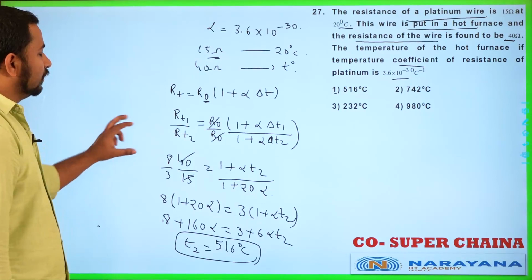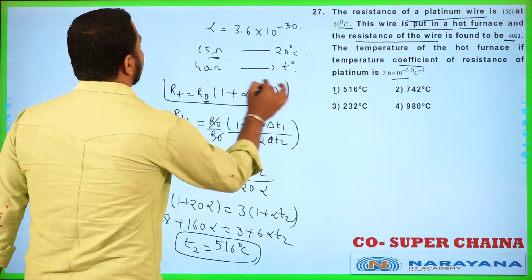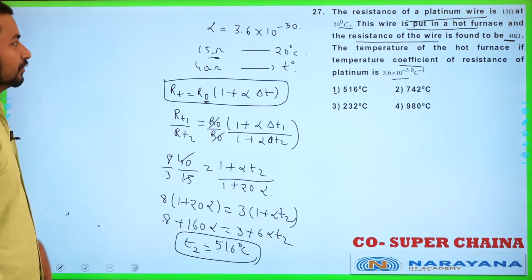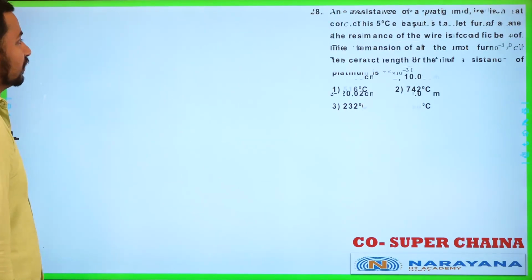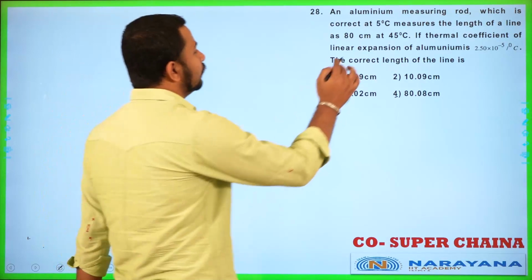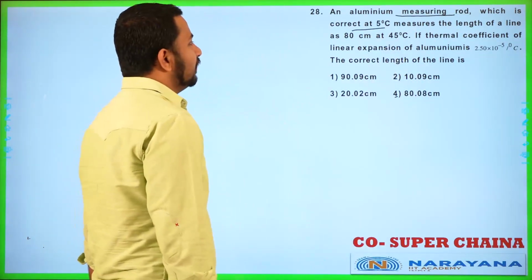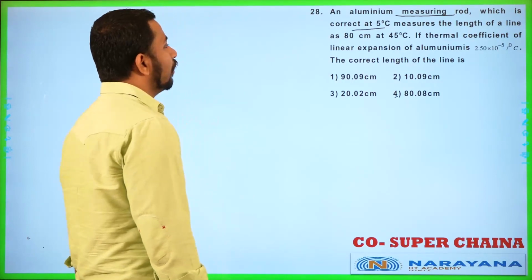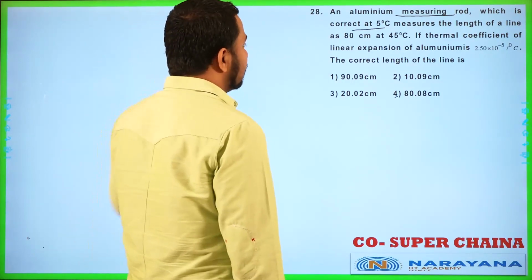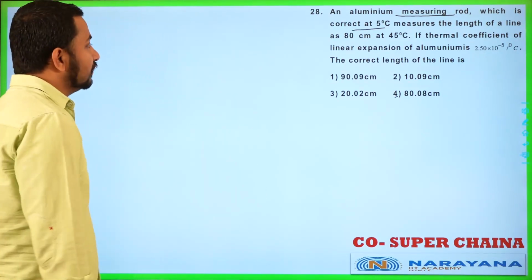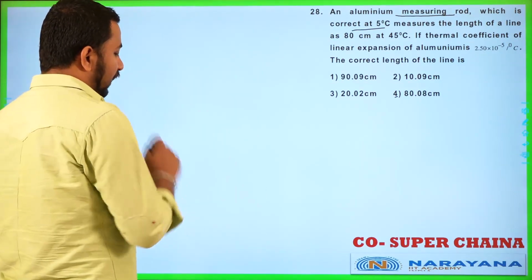So students, we have used the linear expansion formula and just compared their ratio. That's it. So let's move to the next question. An aluminum measuring rod which is correct at 5 degrees measures the length of a line as 80 centimeter at 45 degrees. The thermal coefficient of linear expansion for aluminum is given.